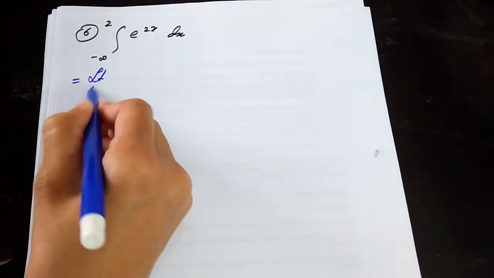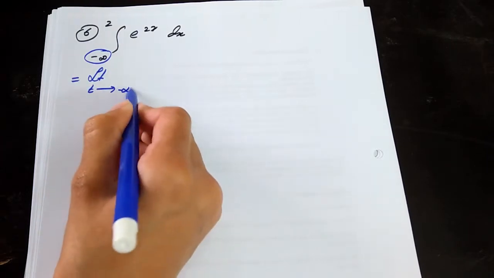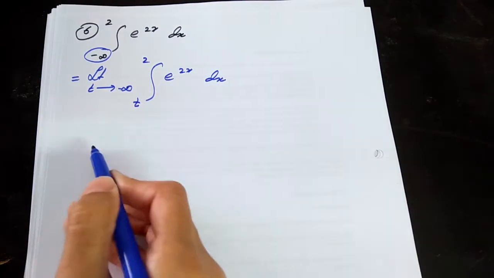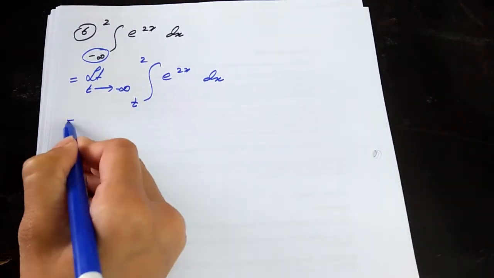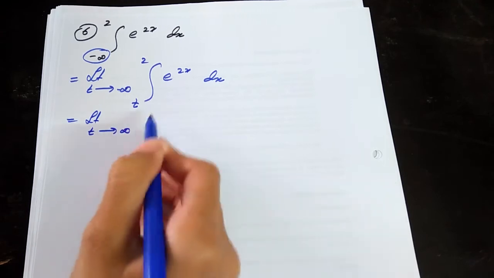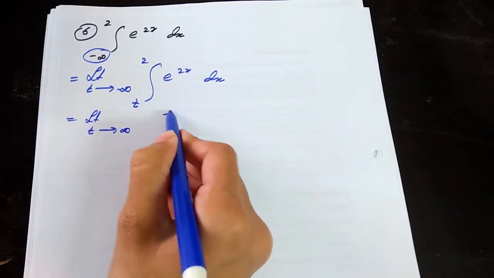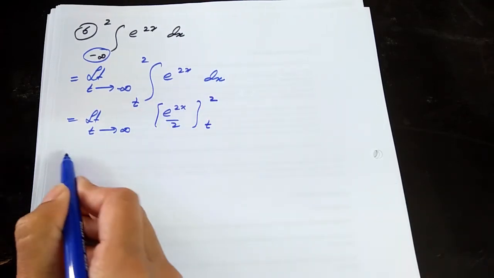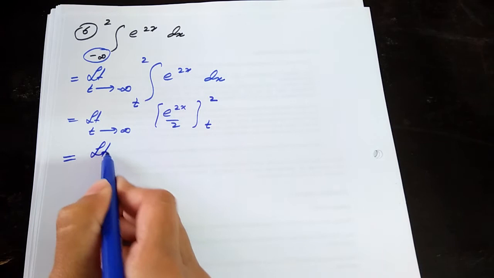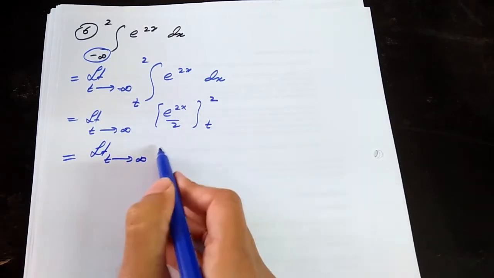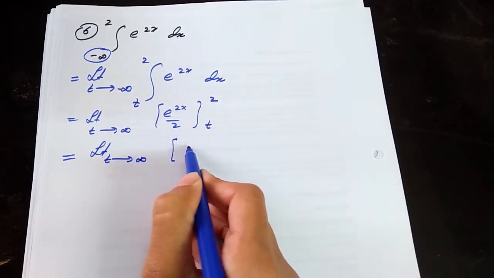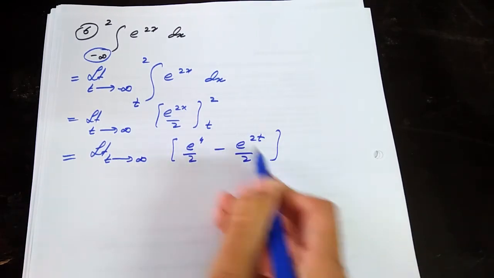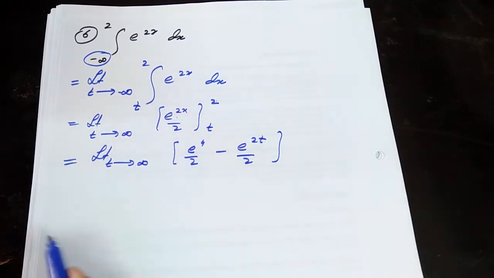This will become equal to the limit as t approaches minus infinity, replacing this undefined term with t, of e raised to the power 2x dx. This will simply be the limit as t approaches minus infinity, and you know how to integrate it. This will be e raised to the power 2x over 2, and the limits of integration are from t to 2. So this term will become the limit as t approaches minus infinity. After applying the limit here, you will get e raised to the power 4 over 2 minus e raised to the power 2t over 2. Apply the upper limit, minus, then put the lower limit.